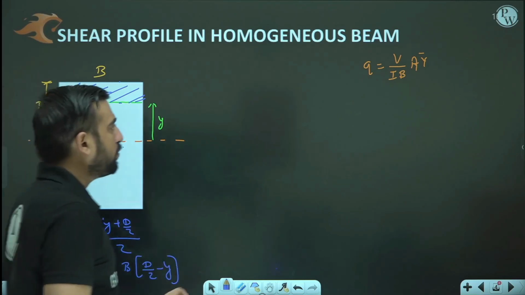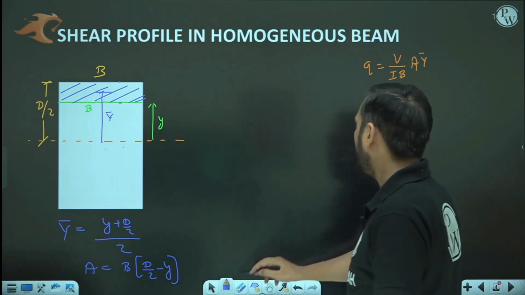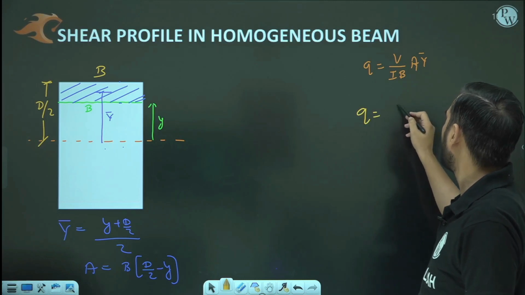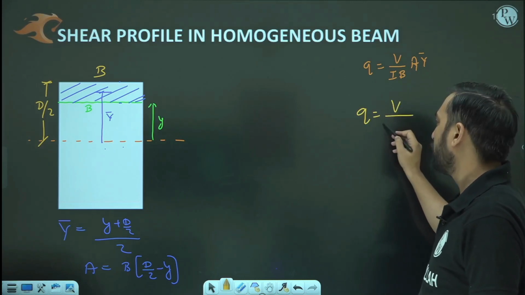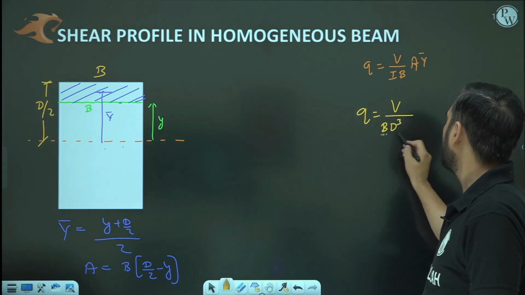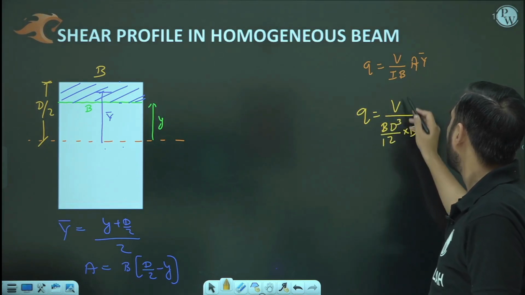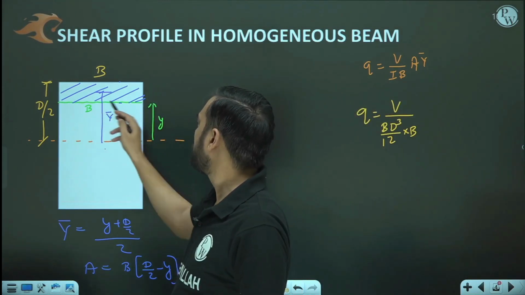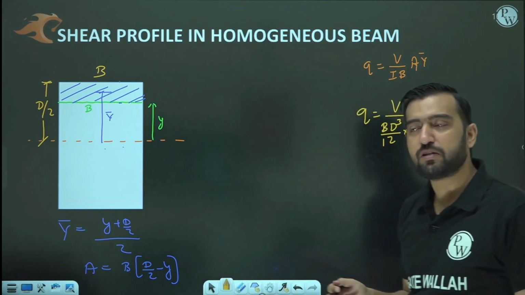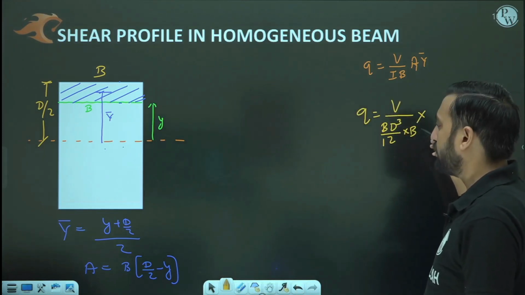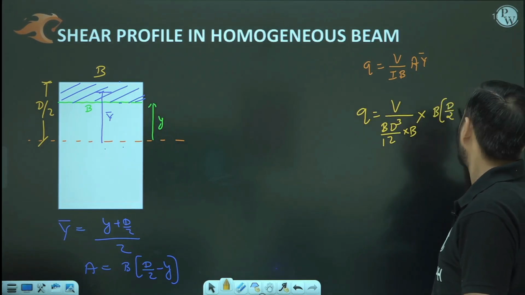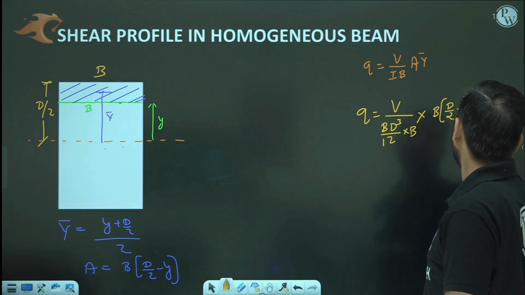So now if we put all these things here, what is the actual shear stress variation in a homogeneous beam? The actual shear stress variation in a homogeneous beam is V over B D cube by 12, the moment of inertia, into B. Here B is the width of the section where shear stress is to be obtained, and luckily in a rectangular beam that width is constant, multiplied by A. What about the area? Area is B into D by 2 minus y. And what about y bar? It is D by 2 plus y, average of that.